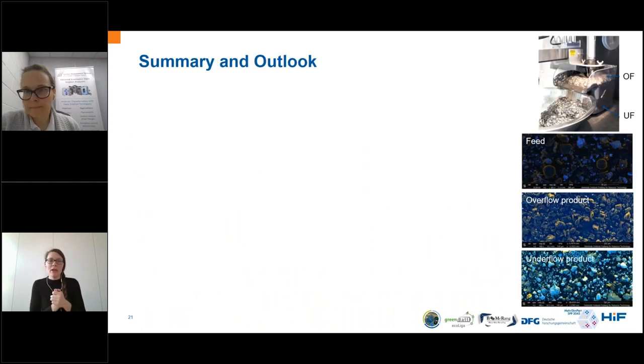Okay, so now I come to my summary and the outlook. On the right, you can actually see a proper lab flotation cell. In our case, you have this froth on the top, which is scraped off. You collect it as the concentrate, or this would be the overflow product. And you have here some SEM images. The top one is the feed, where you have the mixture of the cathode active materials and the graphite, and then the overflow product you have mainly graphite, and in the underflow product you have a lot of NMC and LCO.